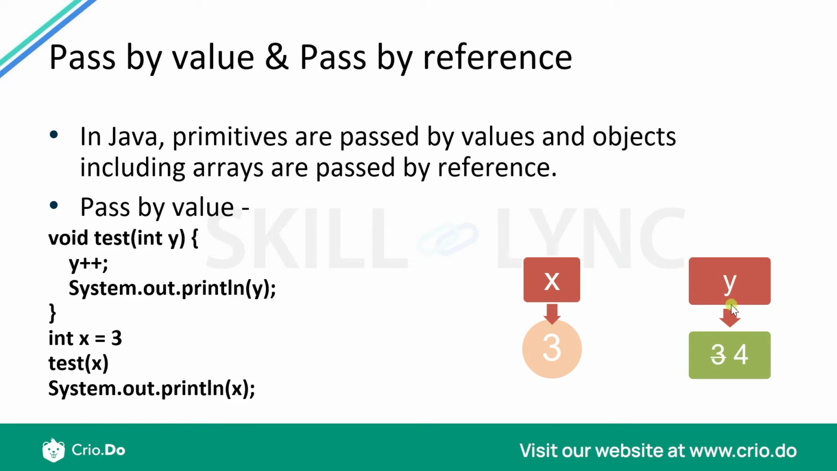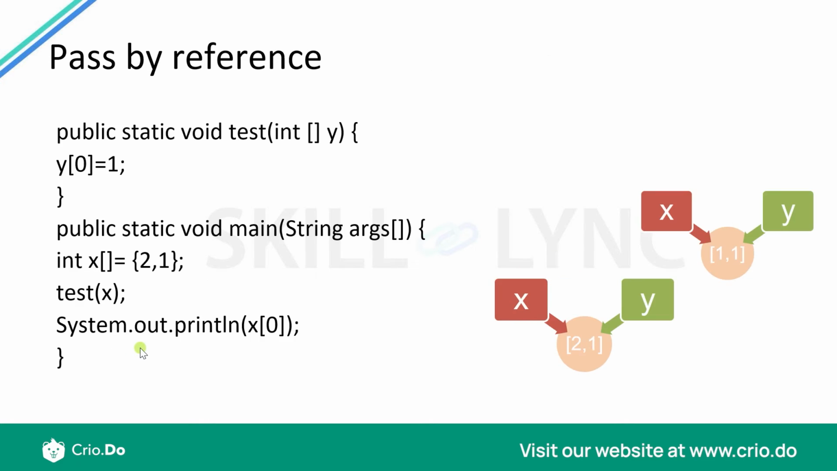x did not change its value. Why? Because here the value of x is taken up by y. y cannot change x's value, and x will have its own value 3. Even though we would have changed the name of y to x, let's say we had int x equal to 3, test x, and then here also test int x, x plus plus. It's not about the name. It's about the variable where it is used. This variable is the function argument, and whatever it changes does not affect the variable which is in the calling method. But what about pass by reference?